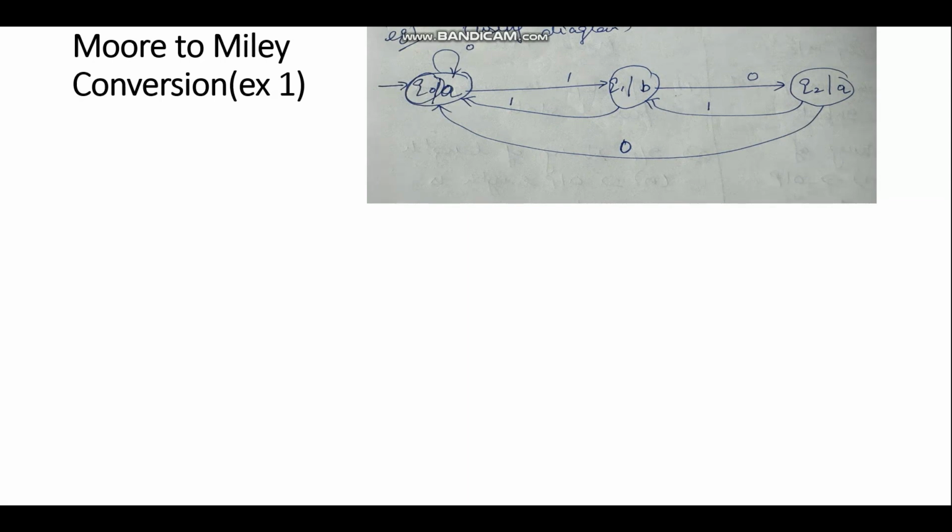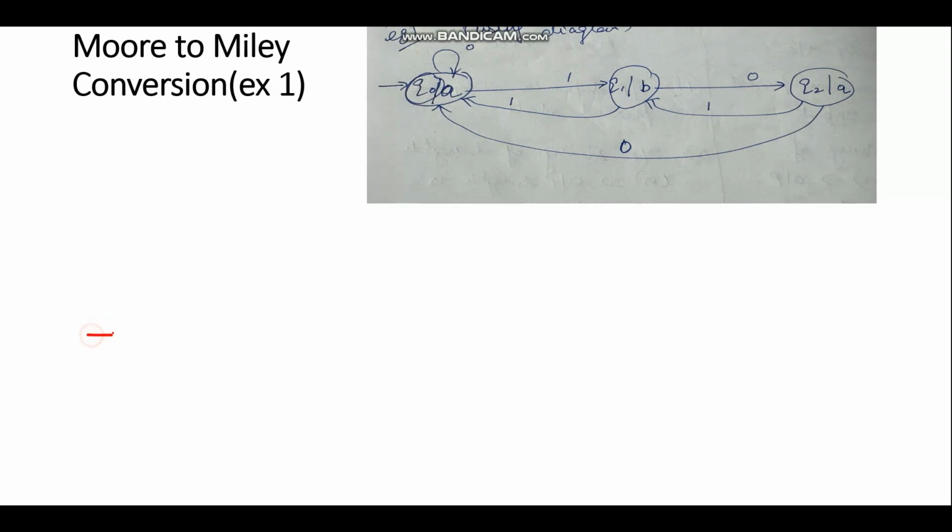So we try to understand what is happening in this case. We are given three states, Q0, Q1 and Q2, and the output for the Q0 state is A, Q1 state is B and Q2 is A. We know that in a Moore machine the output depends on the state itself, but we have to convert it into a machine in which the output depends upon the current state as well as the current input. So we will be converting it into a Mealy machine.